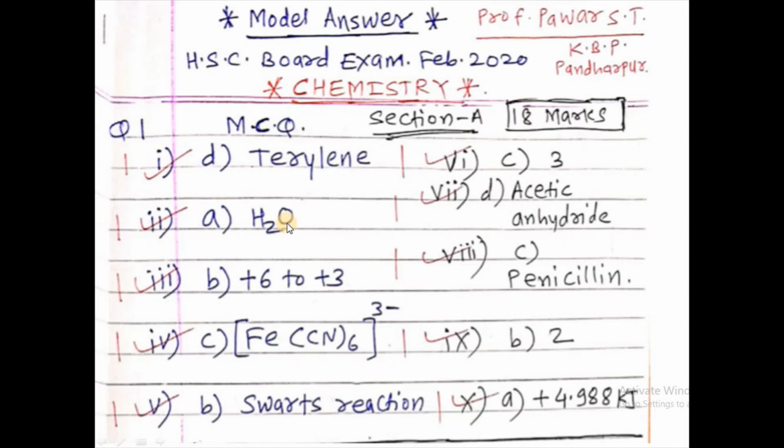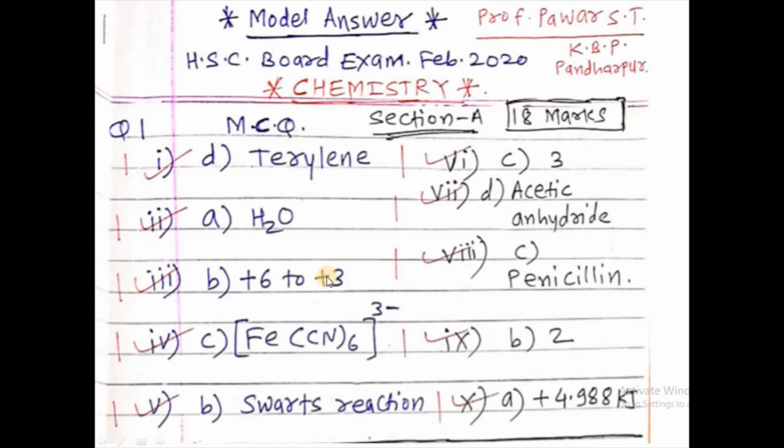the oxidation state of chromium in K2Cr2O7 is +6, and when it converts into chromium sulfate, the oxidation state of chromium in chromium sulfate is +3. You know the rules for how to calculate the oxidation state in a compound. Hence the correct option I will tell is +6 to +3, and it is B, +6 to +3.